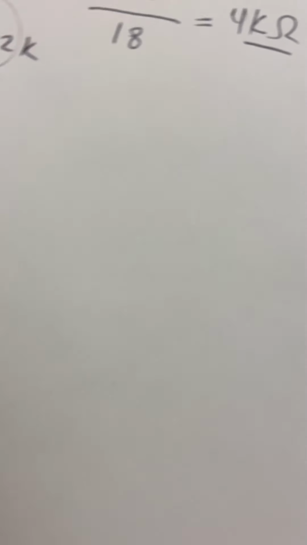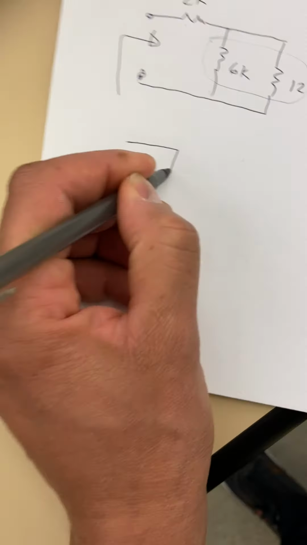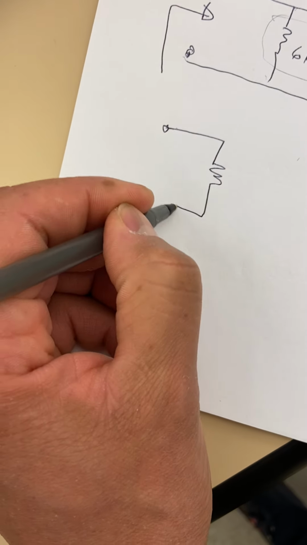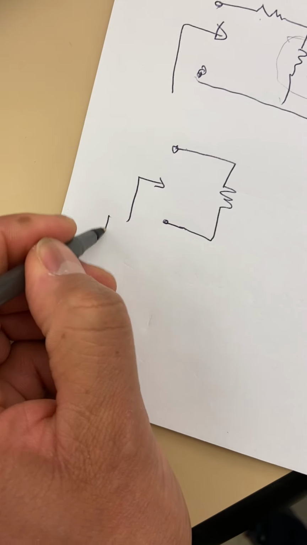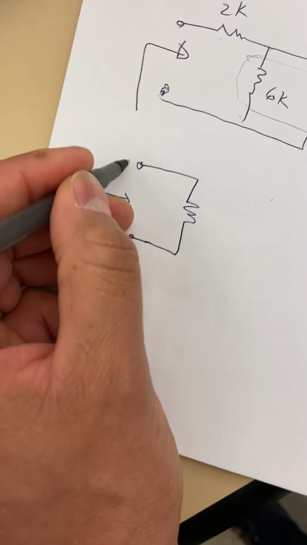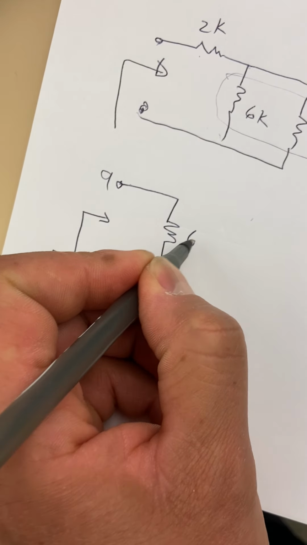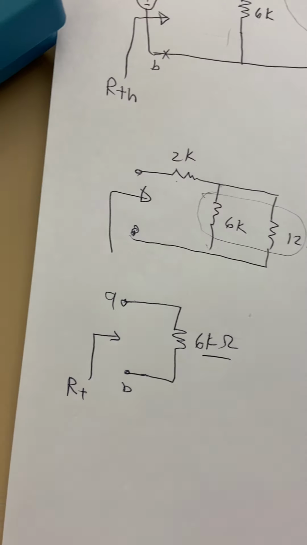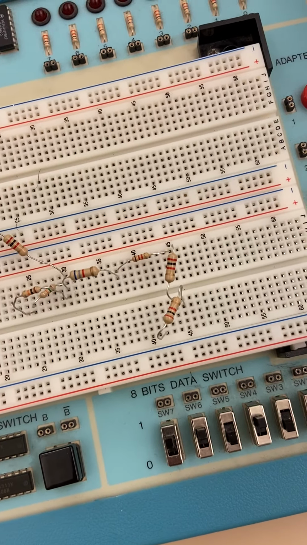So basically we found the equivalent resistors. In that case, here is the A and B still, and here is the RT. Here is the A and B, and here we have 6 kilo ohm. Okay, that's the calculations. Now let's go to the experimental part.